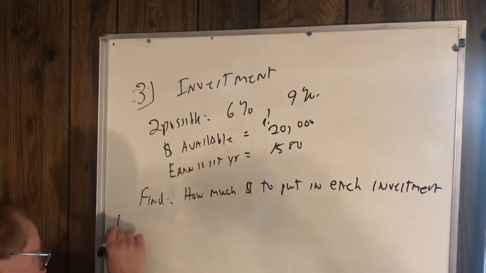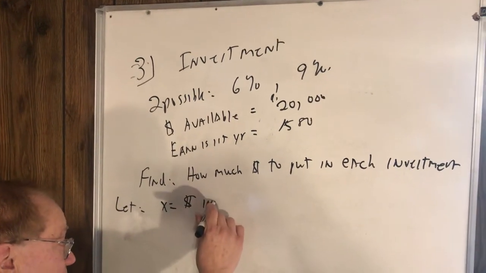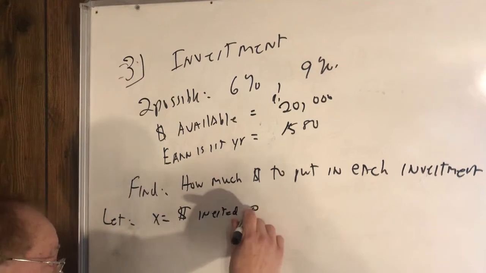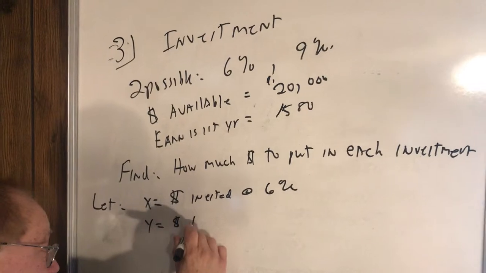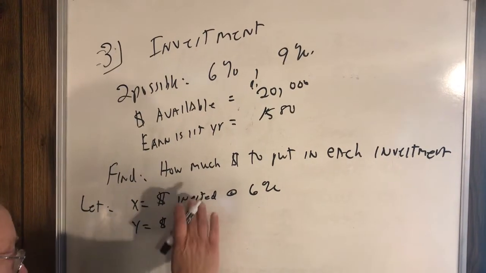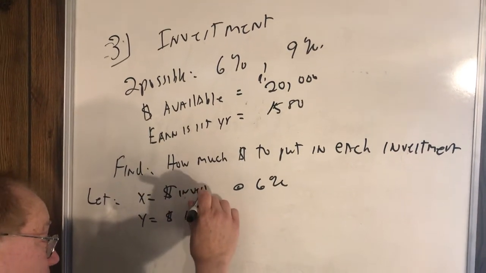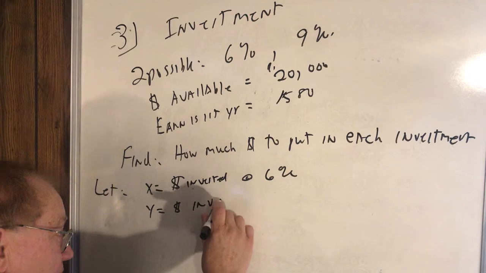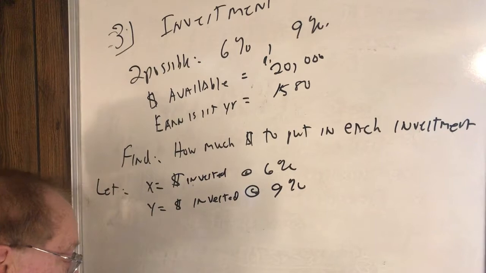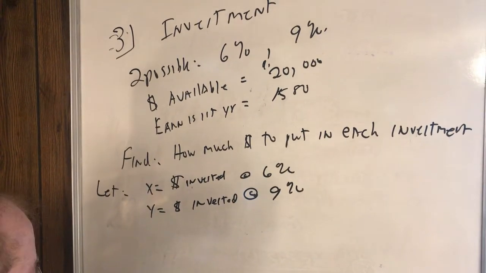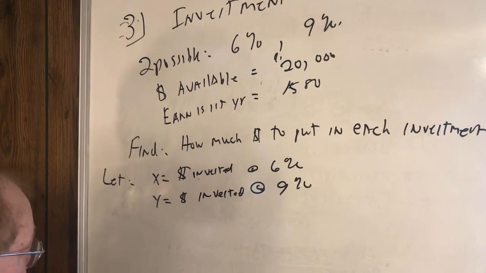So I have to do a let statement. Let x equal the dollars invested at 6%, and y equals the dollars invested at 9%. I may be going a little fast, but this is a YouTube video. You can run it back anytime you want.